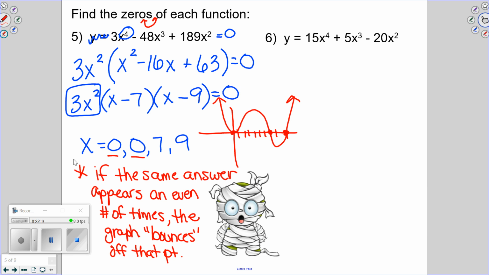At 0, instead of going through it, like it went through at 7 and went through it at 9, it literally just came down, touched it, and then went right back up. It never went below the x-axis. It just kind of jumped off of it, bounced off, kissed it, whatever you want to call it. This is new.